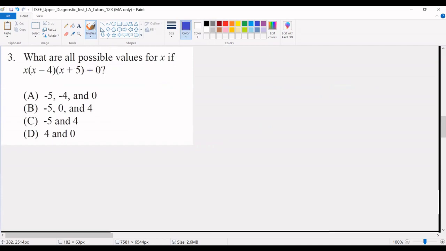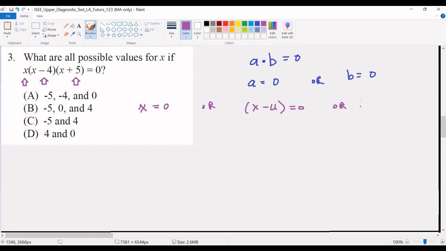So here they're just asking us to use the zero product property, which states that if you have two numbers that multiply to equal 0, that means one of these has to be equal to 0. So meaning A has to be 0 or B has to be 0. So in this case, we have a total of 3 factors, each represented by their own little section of multiplication. So the first statement will be x is equal to 0, or we have parentheses x minus 4 is equal to 0, or lastly, we have x plus 5 is equal to 0.